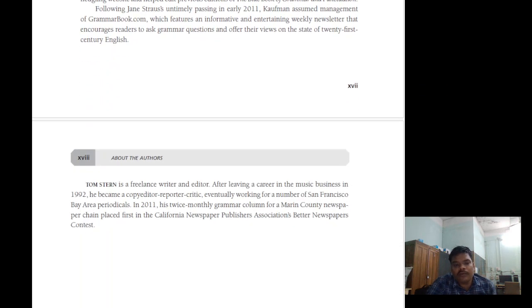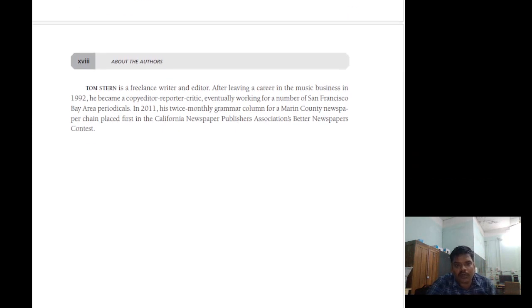Tom Stern is a freelance writer and editor. After leaving a career in the music business in 1992, he became a copy editor, reporter, and critic, eventually working for a number of San Francisco Bay Area periodicals. In 2011, his twice-monthly grammar column for a Marin County newspaper chain placed first in the California Newspaper Publishers Association Better Newspaper Contest.